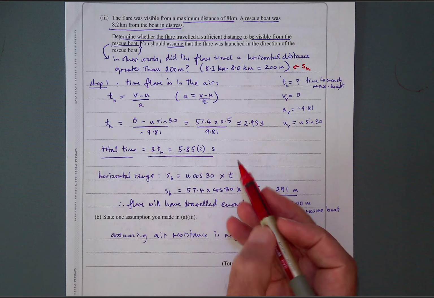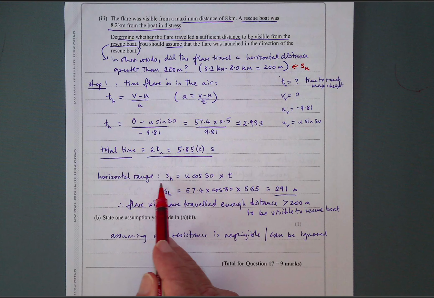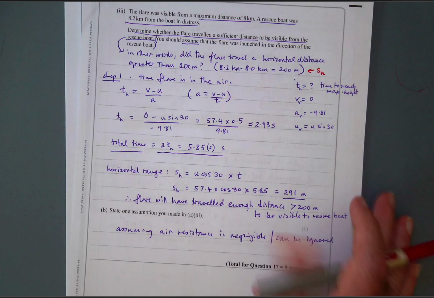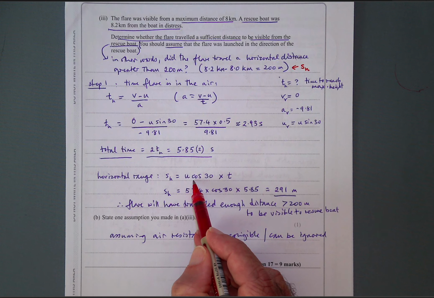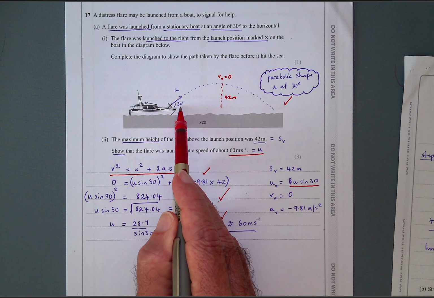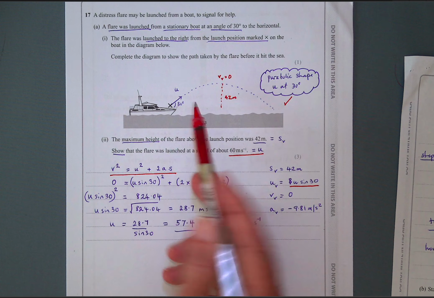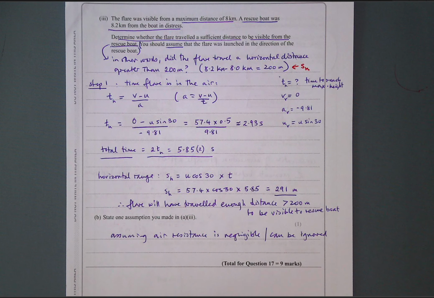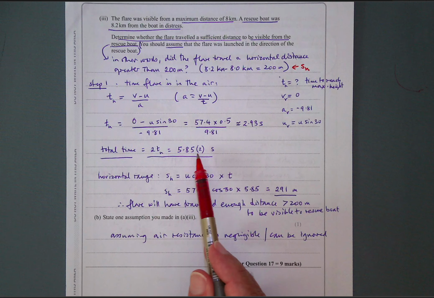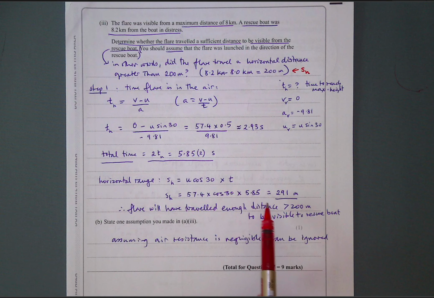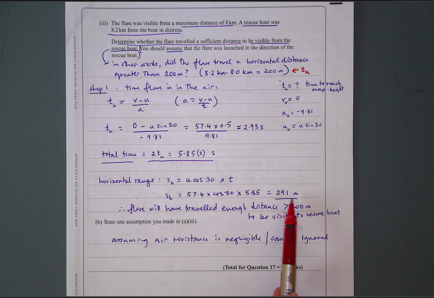Once you know the total flight time, you can work out the horizontal range. S horizontal is, this time, the component of the initial velocity u, but this time it's cos 30. Remember I told you, if you want to go through the angle, the horizontal component will be u cos 30. If you're going vertically, it will be u sine 30. Okay? So once you've got that, the time is given here. We just calculated it with our vertical information. The horizontal range will simply be the answer to this number. It comes out to approximately 291 meters.